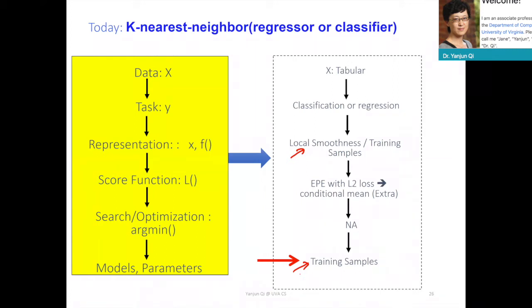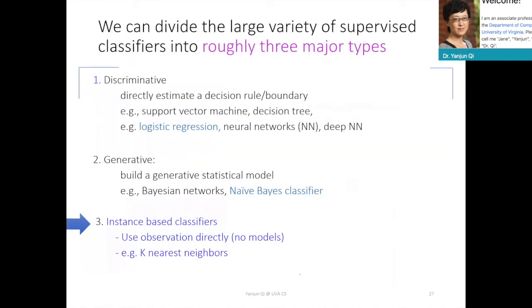So what do we mean by using the training sample as our model? This actually reflects a bigger group of methods. And as I try to emphasize, we're moving to the classification section. The instance-based classifier is one of the big groups of classifiers, and in the literature we can group all the supervised classifiers into 3 groups.